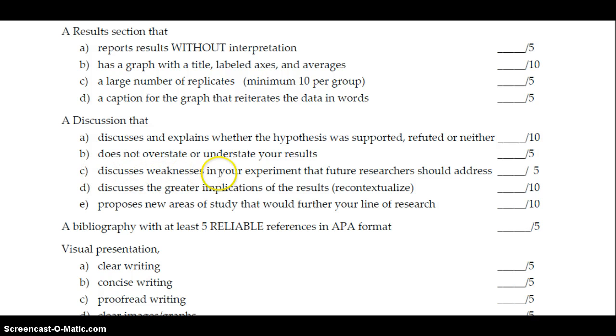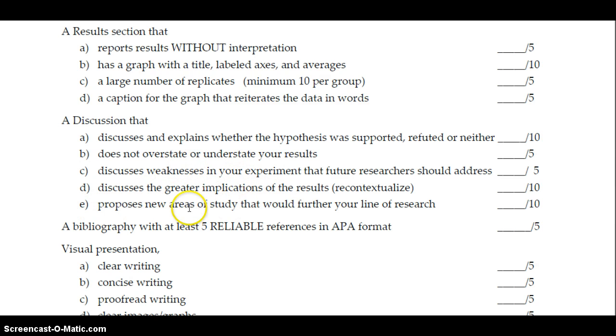You should then discuss weaknesses in your experiments that future researchers should address, because every experiment has weaknesses, so don't be shy about sharing them and giving some insights from your experimental process. Then start taking your results and putting them back in the greater context. So you started off this paper by talking about what other people had researched. Now it's time to say, all right, based on my findings, here's what I've now contributed to what is known about my topic. So finding those greater implications for your project.